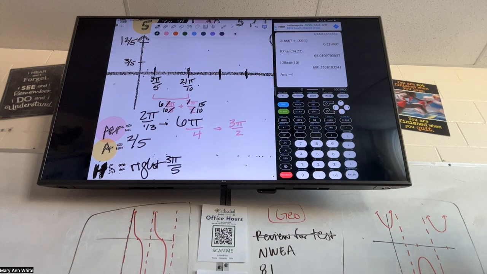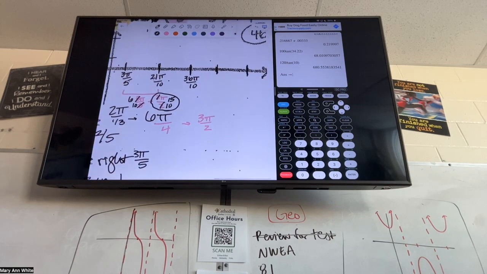What am I going to add next time to get the next tick mark? What'd you say? 3 pi over 2. Or we already have it in like denominators, 15 pi over 10. Good. So 21 plus 15 is 36 pi over 10. 36 plus 15 is 51 pi over 10. And 51 plus 15 is 66 pi over 10.